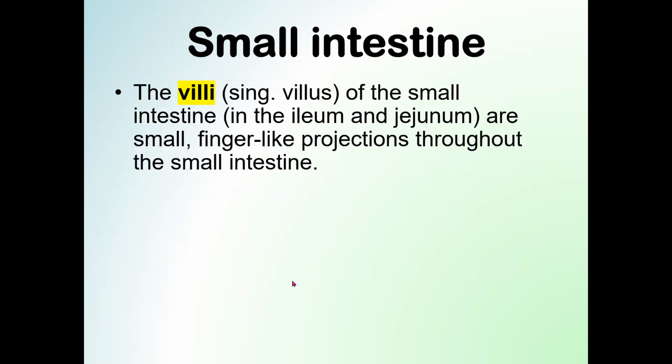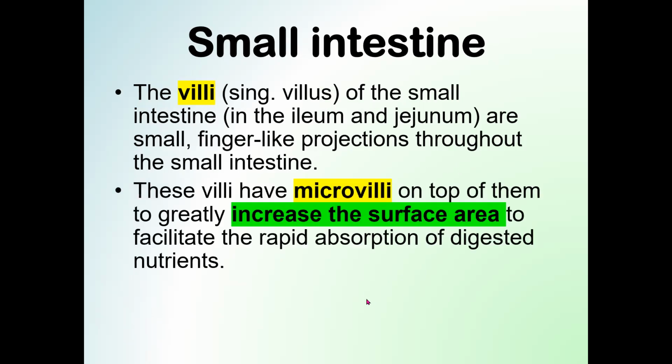In the small intestine, we have these little finger-like projections, and they're called villi. The singular is villus. And the villi themselves have microvilli on top of them. And what they do, they increase the surface area a huge amount. So you get a rapid absorption of the nutrients that have been digested.